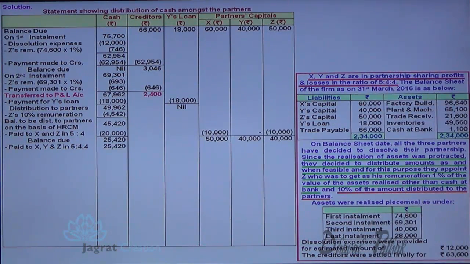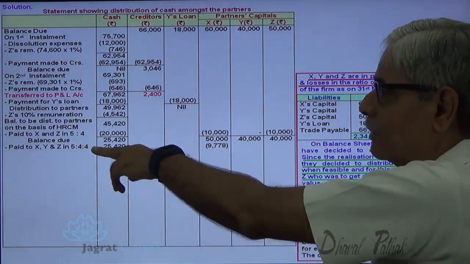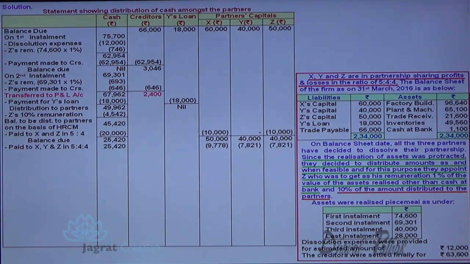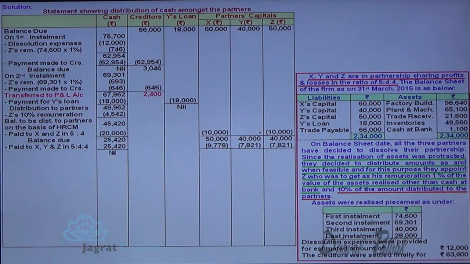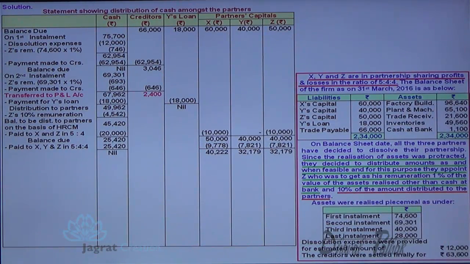13, so 9,778. 25,420 into 4 by 13, same way 4 by 13. So this is the capital outstanding after distribution of available cash. Now let us go to the next installment.